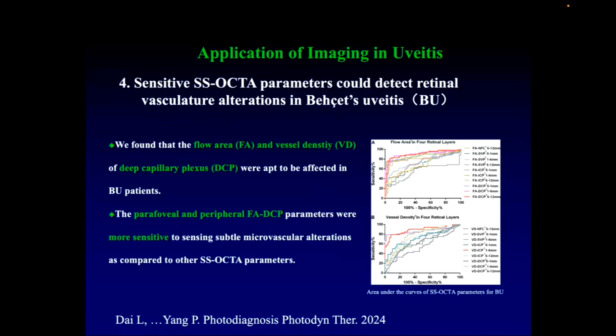Sensitive SS-OCTA parameters could detect retinal vascular alterations in Behçet's uveitis. We found that foveal avascular zone area and vessel density of the deep capillary plexus were apt to be affected in Behçet's patients. The perfusion density and peripheral vessel density of the deep capillary plexus parameters were more sensitive to sensing subtle microvascular alterations as compared to other SS-OCTA parameters.